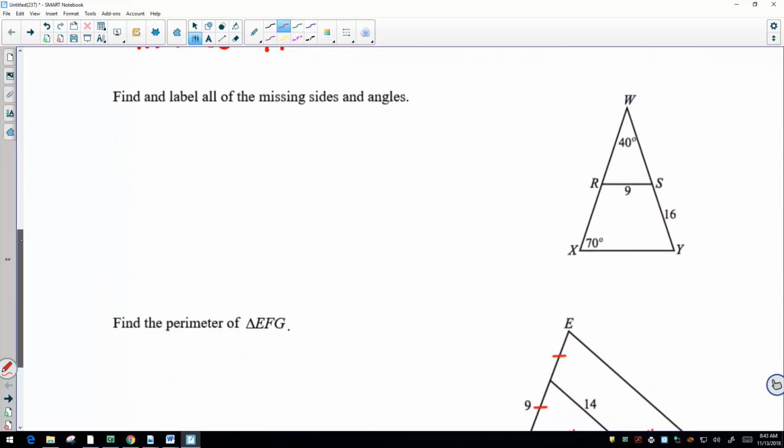Another example. This one doesn't have as much marked, but we're going to take this picture and assume point R and point S to be midpoints of segments WX and WY respectively. Therefore, if those are the midpoints, I know that RS is a midsegment. And that's going to tell us it's half the length of the third side. So if RS is 9, XY has to be double, so that's 18.